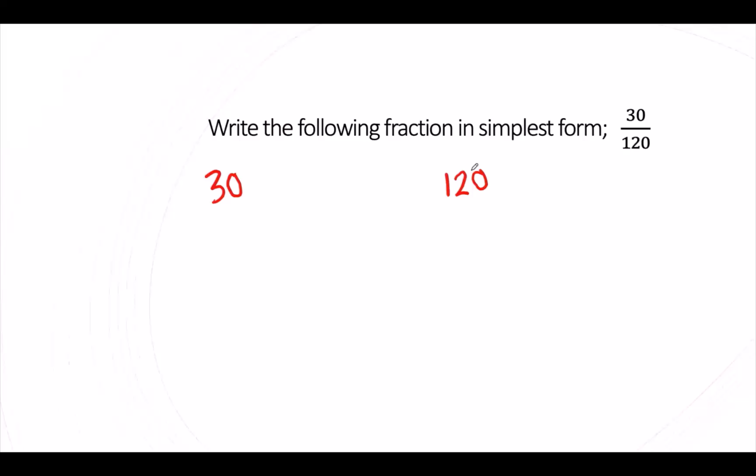Let's start by finding the prime factorization for our numerator of 30. Well, I know that 30 will divide by 3, and 30 divided by 3 is 10. Now 3 cannot divide by anything other than 1 or 3, so it is a prime factor, and I can't divide it anymore. 10, however, will divide by 5, and it will leave me with 2. And again, 5 and 2 are both prime numbers, or prime factors, and they can't be divided anymore. So this factor tree is finished.